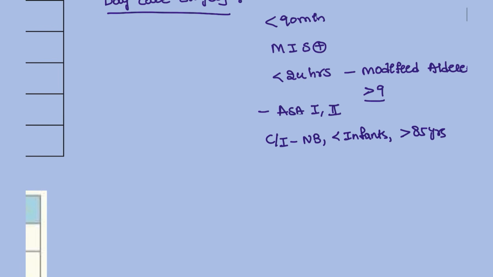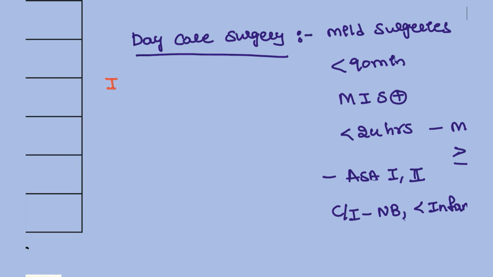Next, what drugs are used for daycare surgery? The commonly used IV drug is propofol. What is the most common daycare drug? You can answer that it is propofol. And if they ask which opioid is used, the opioid is remifentanil. And why is remifentanil preferred? Because it is a cardiostable drug.